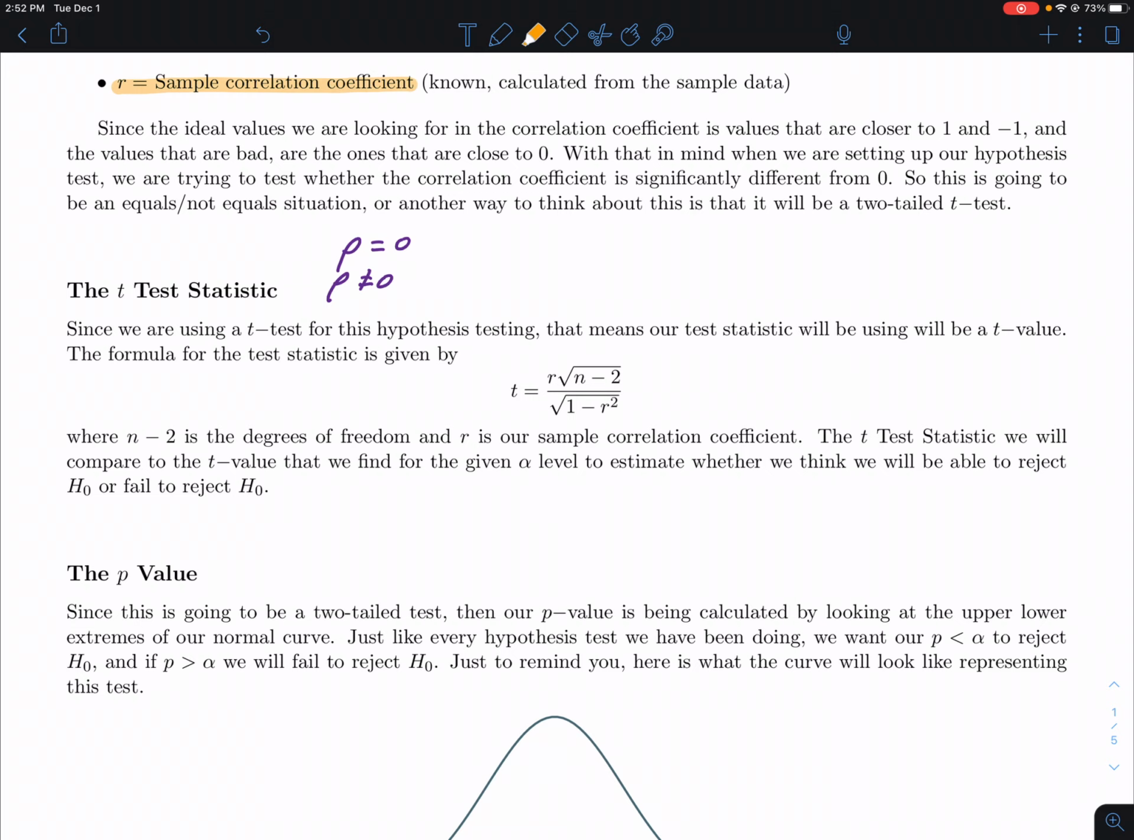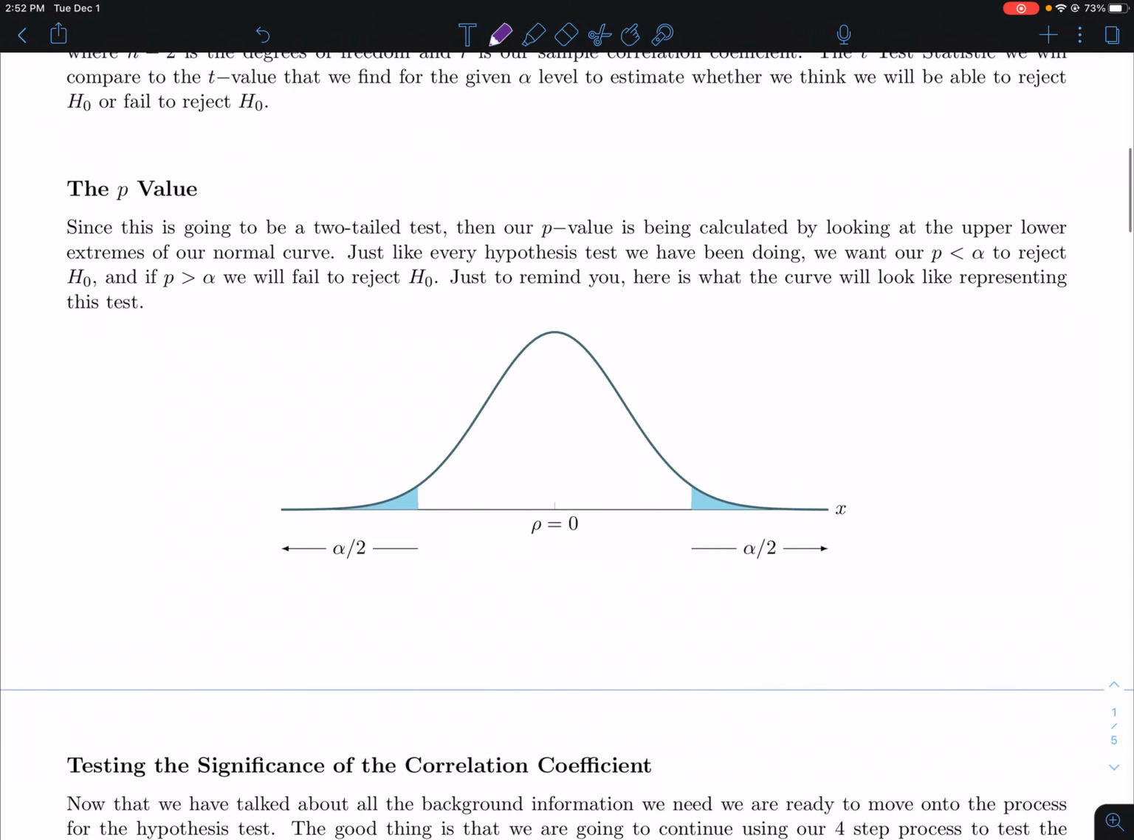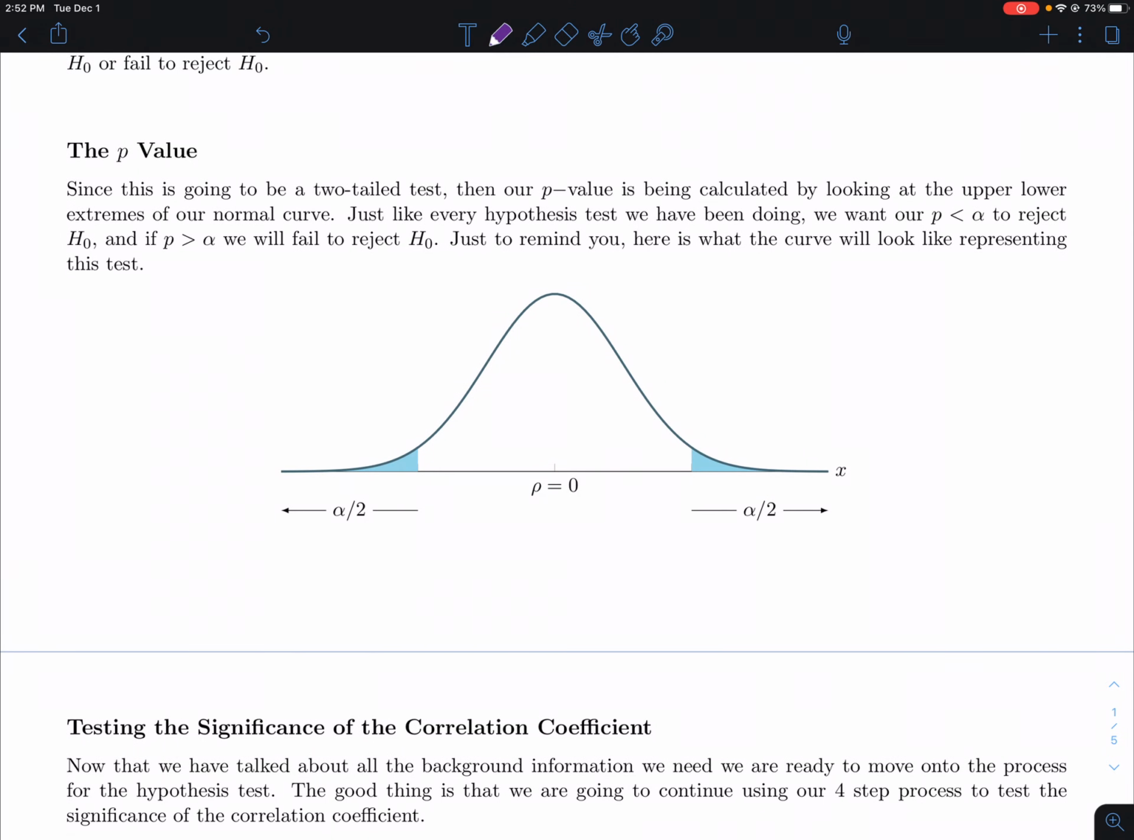Our test statistic is given by the following formula, where R is our correlation coefficient and N minus 2 is our degrees of freedom. Our degrees of freedom are N minus 2 just because we've got a two-variable situation, with our X's and our Y's. All we need is the R and the degrees of freedom to calculate our test statistic. The graph is always going to look like this because it's a two-tailed test, since we're using the equals, not equals situation.